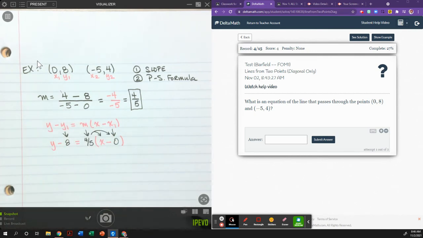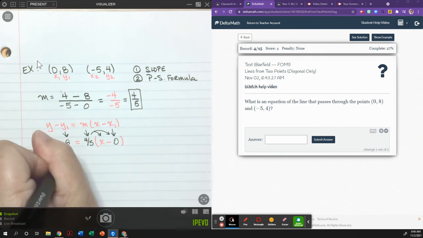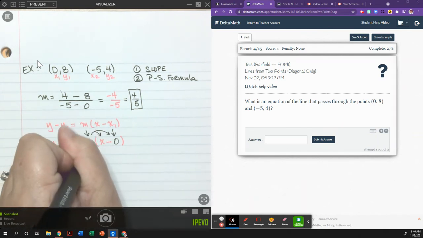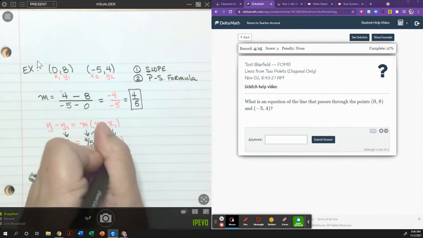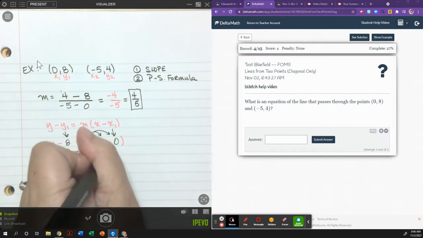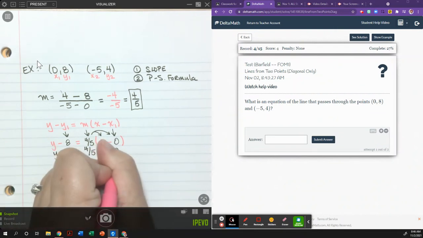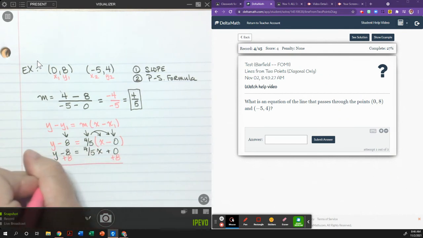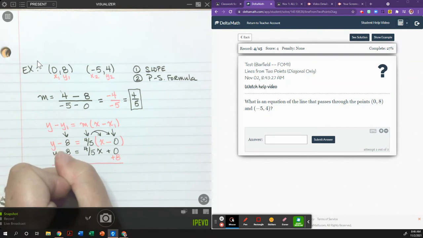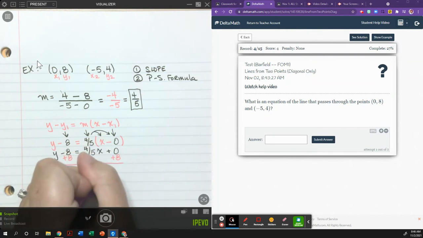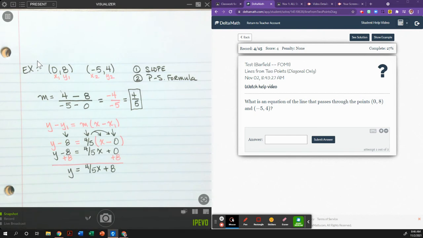So when I distribute, I'm going to recopy the y minus 8 equals 4/5 times x. And then 4/5 times 0, well, that's just 0. For right now, I'm going to write it because I think it's going to help you in the next step, because now I need to get y by itself. So I need to add 8. I'm going to add 8 right underneath that 0 that I put in as a placeholder. So I get y equals 4/5 x, and then 0 plus 8 is 8.